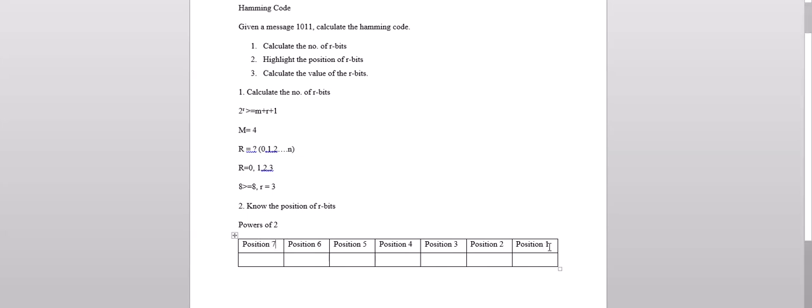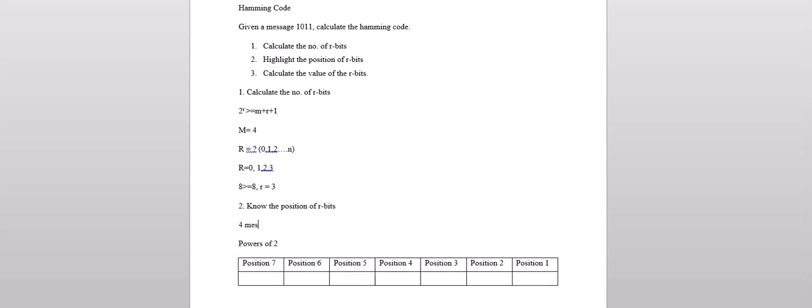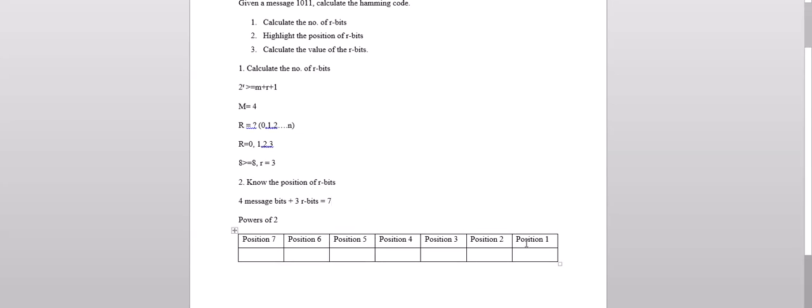The reason why I have 7 locations is because, like I've said up here, we are having 4 message bits plus 3 redundant bits. So that gives us 7. So we have 4 place values, and as usual this is the least significant bit and this is the most significant bit.